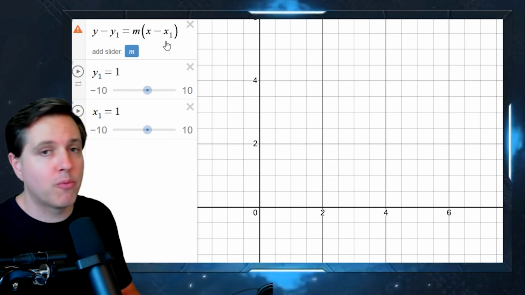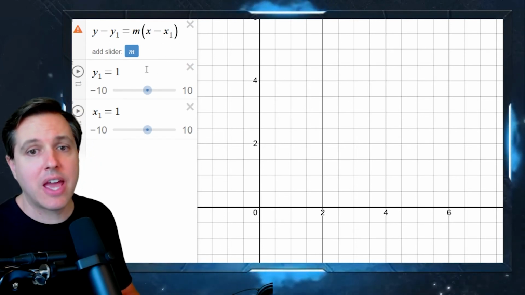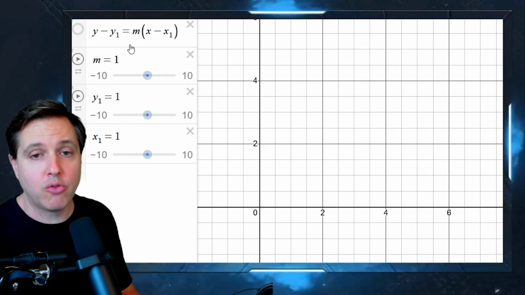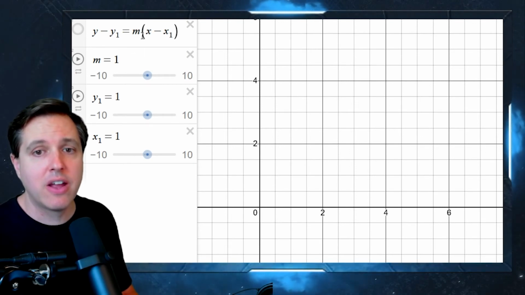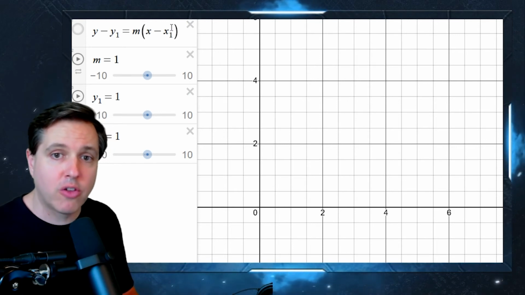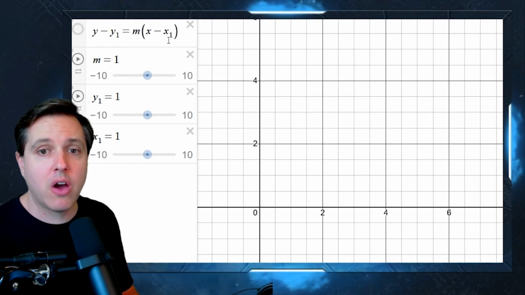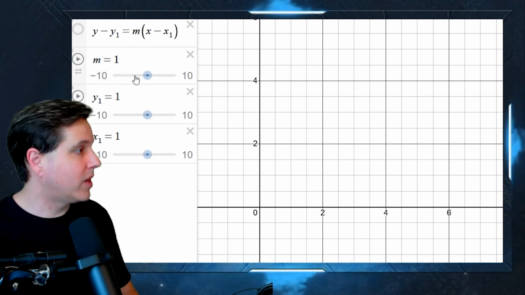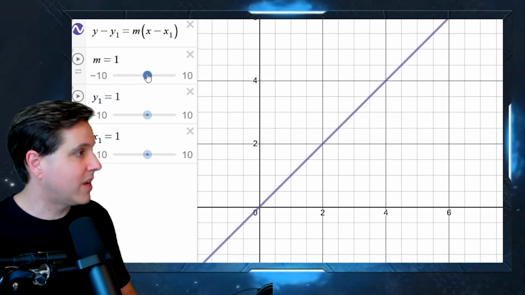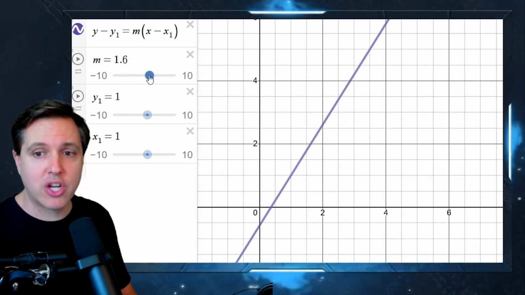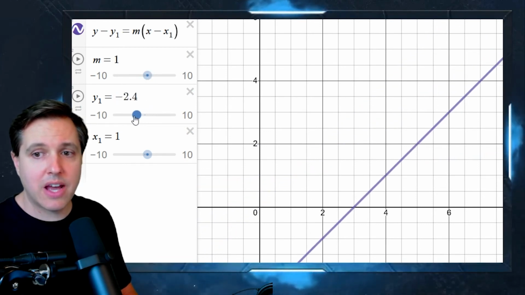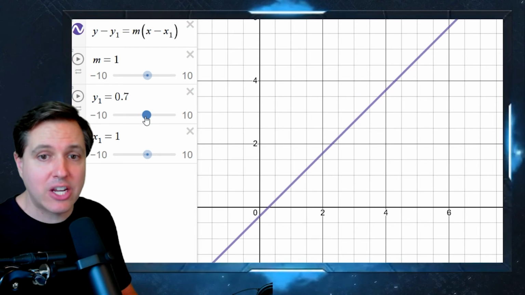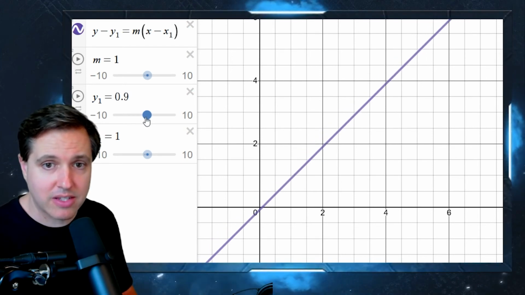So this form right here is based on having a point that you know the information about and the slope. So the m is still the slope, we see that right here, and your x1 and y1 are the values from a point that you know, okay? So we can play around here with this and see how that m value is changing the slope. And we can see how this is changing the location of the line. Here the slope's staying the same.